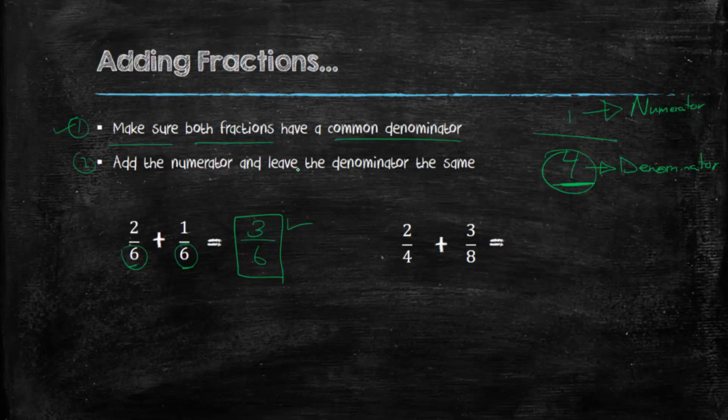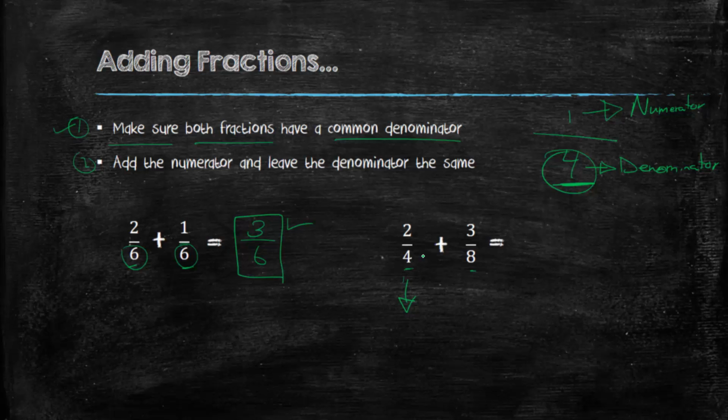Okay, 2 over 4 plus 3 over 8. The first question you ask, do they have a common denominator? In this case, no. This is a 4 and this is an 8. So we have to make them a common denominator. Well, how do we do that? We could make 2 out of 4, we could write an equivalent fraction that's out of 8.